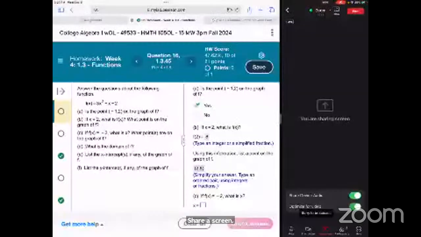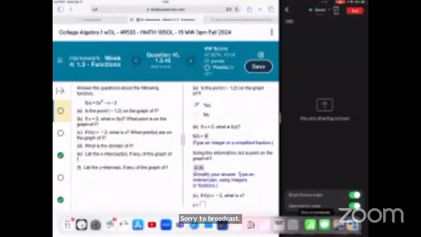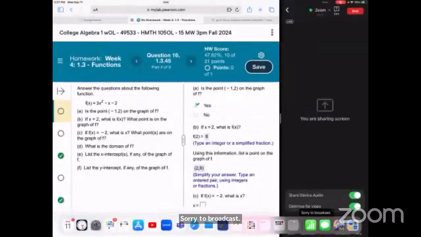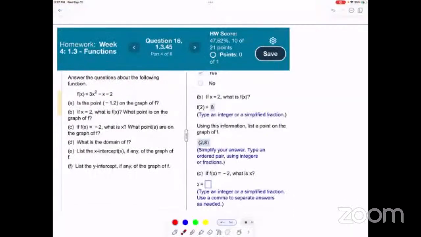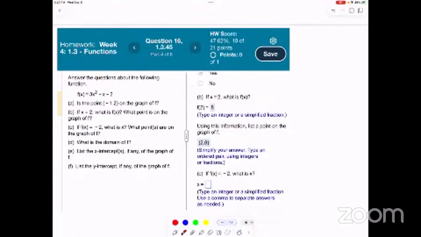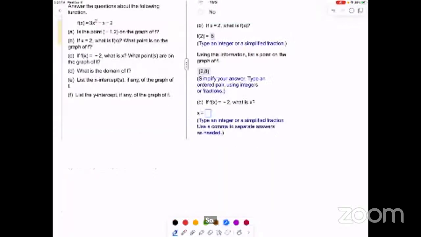Share a screen. Start the broadcast. Okay. All right. So we're starting, we have this f of x equals 3x squared minus x minus 2. And we want to solve for x when f of x equals -2. What's x equal to?